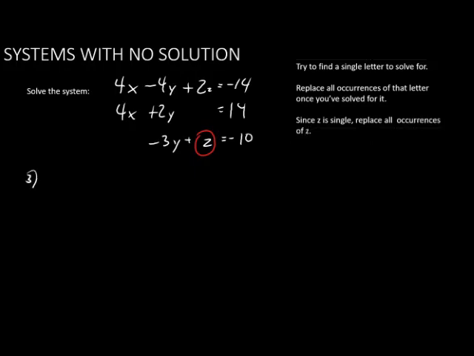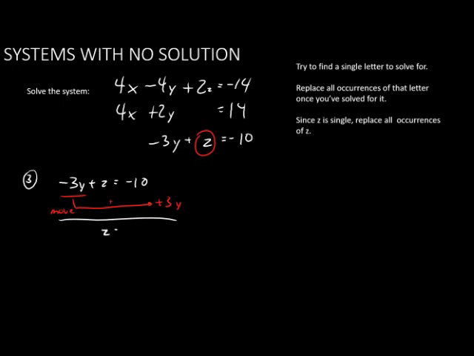If we begin on line 3 with negative 3y plus z equals negative 10, we can add 3y to both sides, taking this negative 3y and moving it to the other side. The negative will become positive when you move it, and so we'll have 3y on the right, positive rather than negative. This will leave us with z equals negative 10 plus 3y.